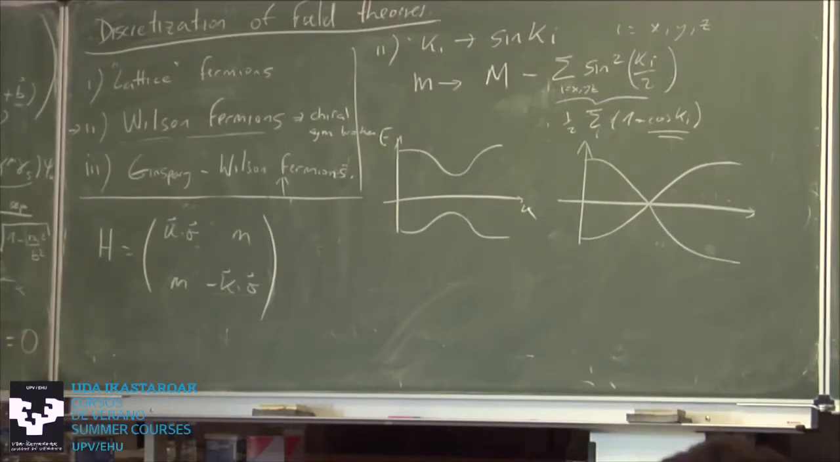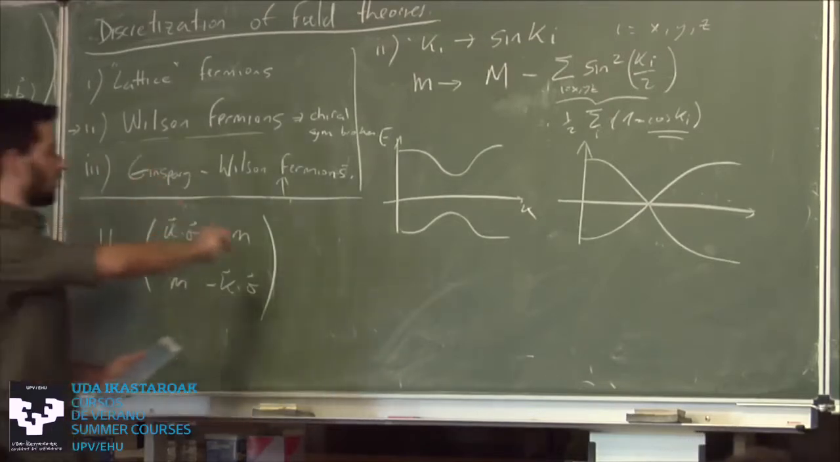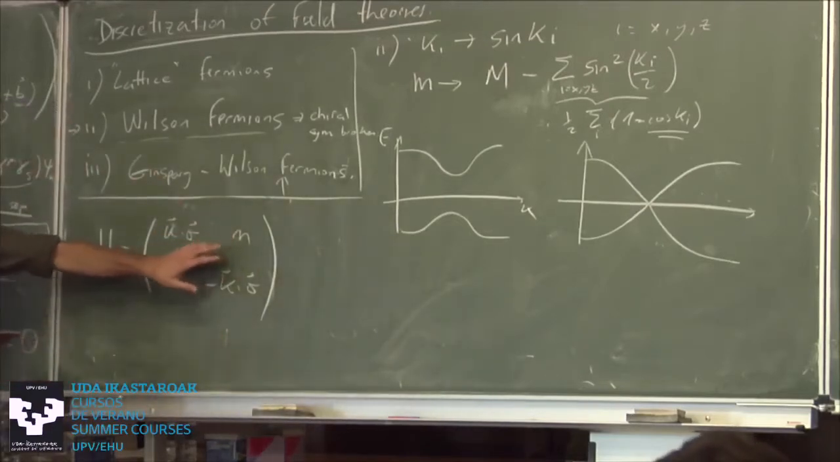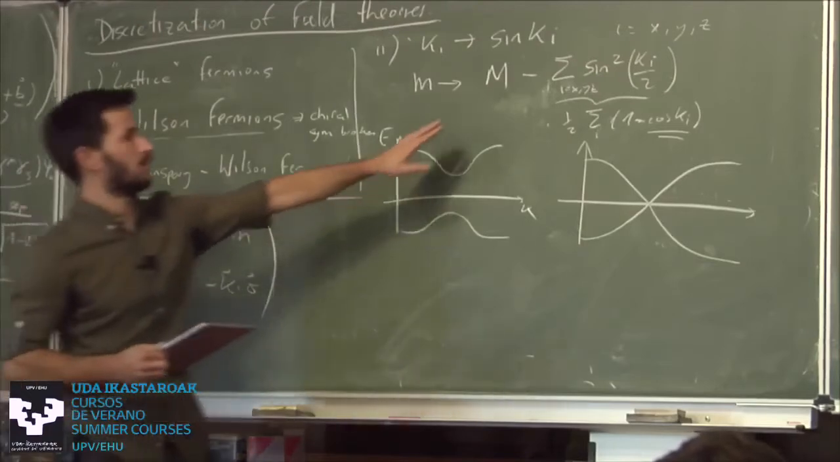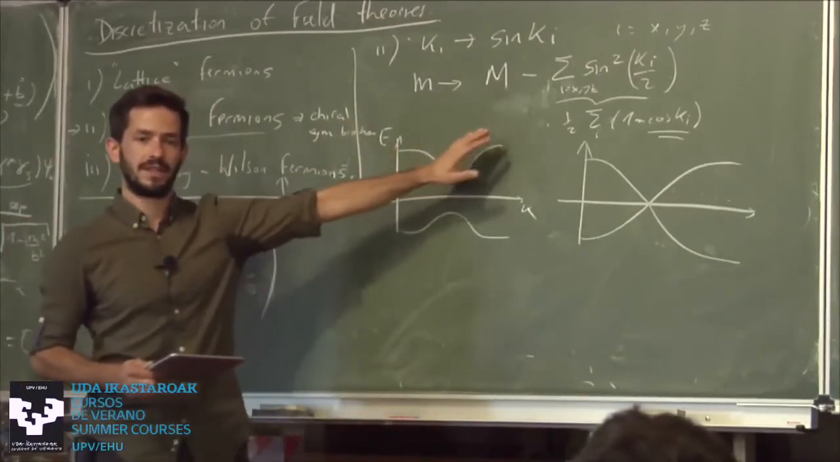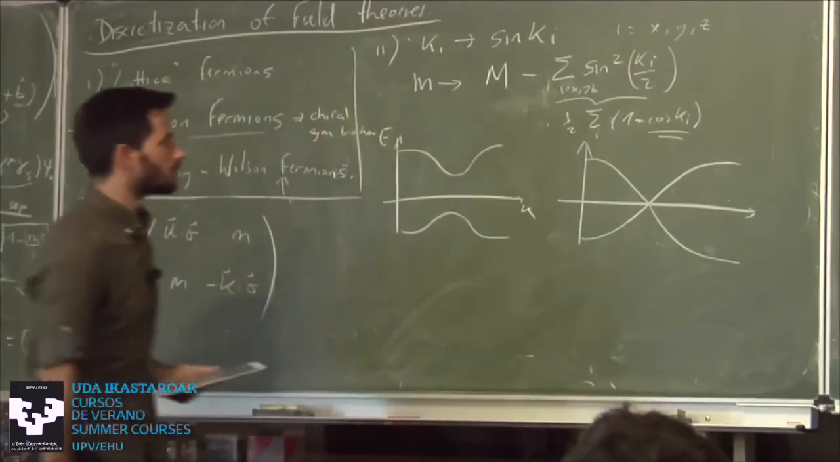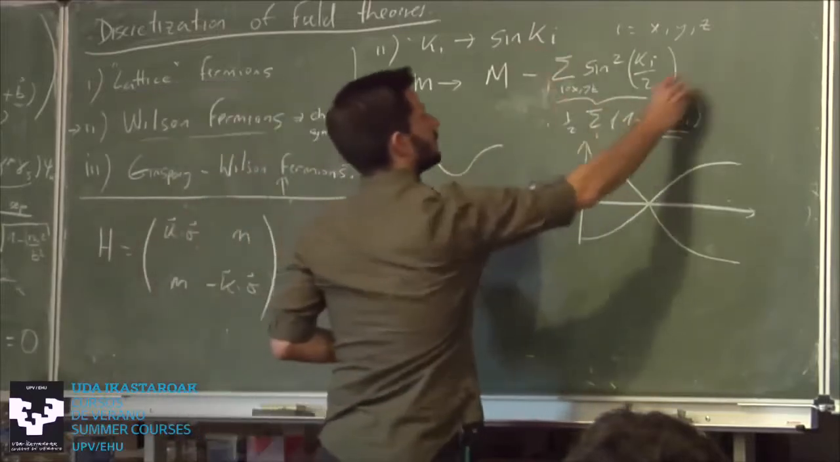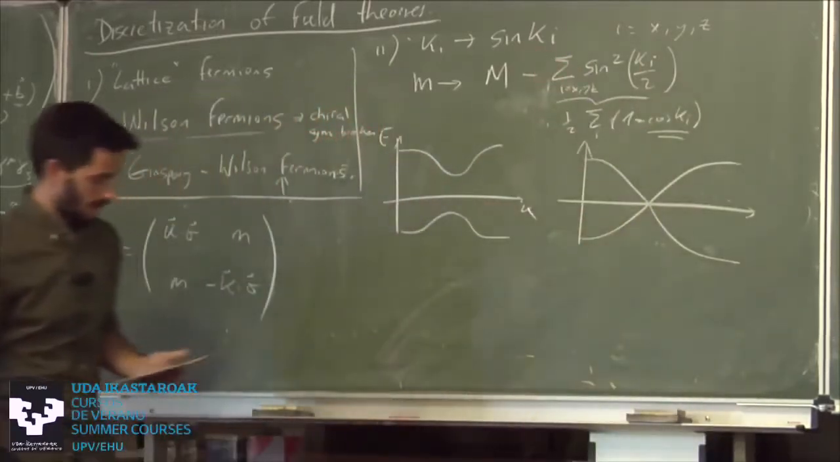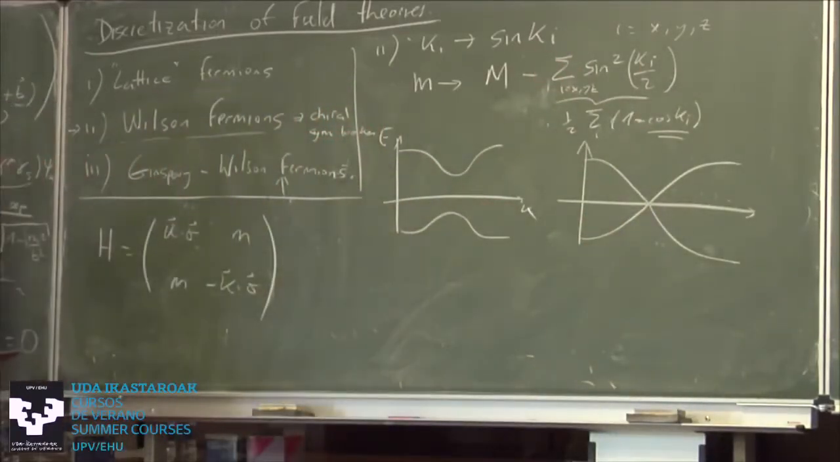That defines chiral symmetry. So this is no longer true for... Sorry, this is true, but it's no longer true that for m equals 0 I can commute that matrix and say that that's a symmetry because of this term. So those are called Wilson fermions.